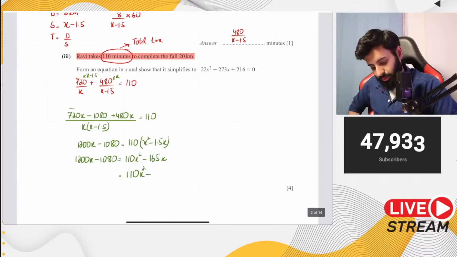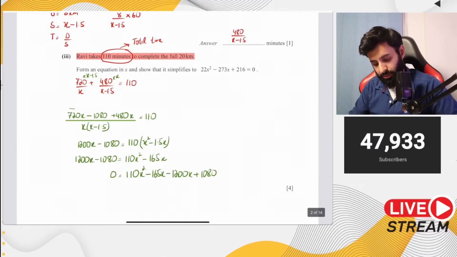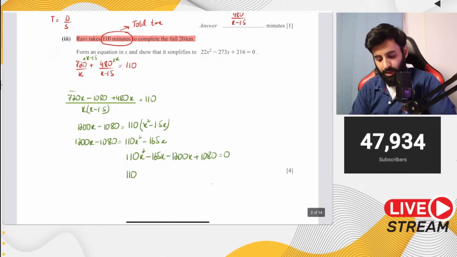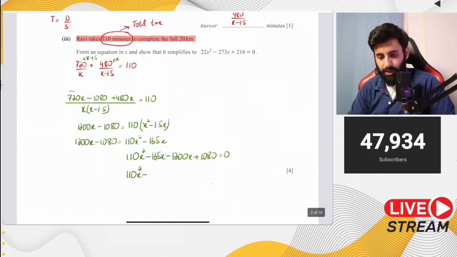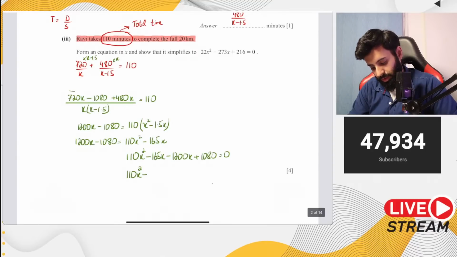So 110x square minus 165x minus 1200x plus 1080. Now whether I write it as 0 equals this or this equals 0, it's the same thing. Okay, so here's what we're looking at: 110x square minus 165 plus 1200, so that's 1365x plus 1080 equals 0.